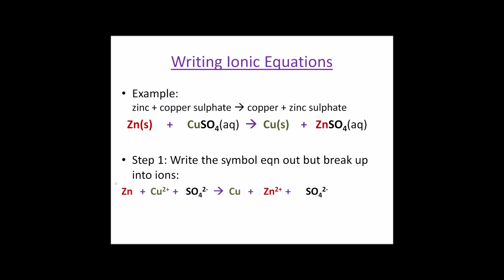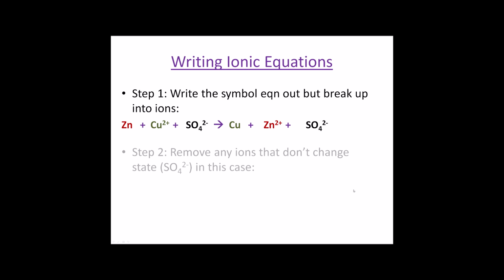The zinc this time is attached to the sulfate, so it's going to be Zn2+ plus SO4 2- like this here. Now I've omitted the state symbols just to make it a little bit clearer, but this would be our simple equation broken up into the ions. Zinc plus Cu2+ plus SO4 2- makes copper plus Zn2+ plus SO4 2-. Step 2 is remove any ions that don't change state or don't change their charge, and we can see this time the sulfate stays as SO4 2- on both sides, so we can cancel those out just like in a mathematical equation. Those two cancel out and we get left with Zn plus Cu2+ makes Cu plus Zn2+, and that's our ionic equation. Quite simple.